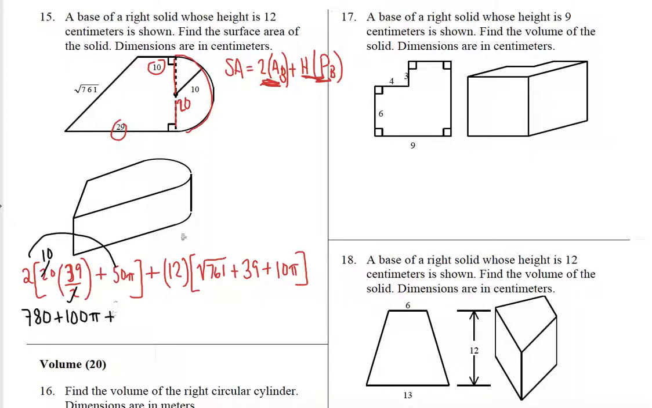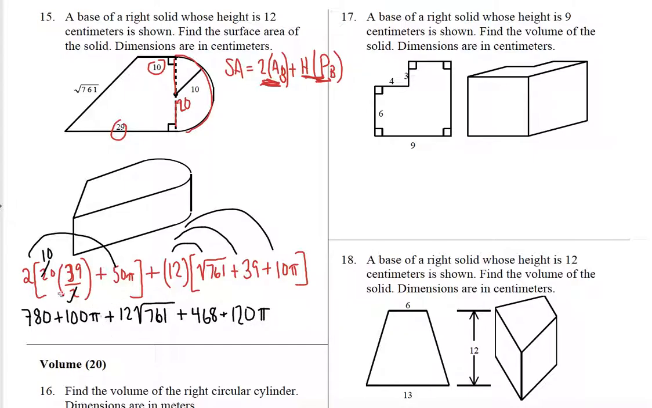Plus, now I can distribute this 12. 12 times the square root of 761. I can't really simplify that, but I can put the 12 as a coefficient. And then 12 times 39, which I'm too lazy to do in my head, so I'm going to do it with a calculator. I get 468. Okay, and then 12 times 10 pi, which is just 120 pi.